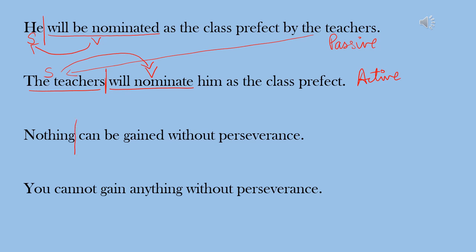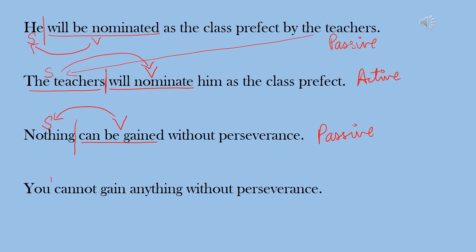Nothing can be gained without perseverance. Now over here, nothing is the subject. Can be gained without perseverance is the predicate. The action is the action of gaining something. So can be gained is the verb or the action. Now this action is being done upon nothing, that is the subject. Hence the sentence is in the passive voice. Here we are not talking about somebody directly gaining something. It's about can be gained. So that means the action is being performed upon the subject.